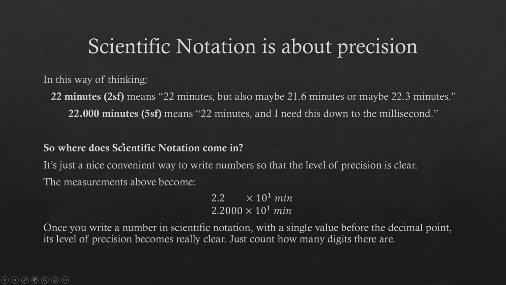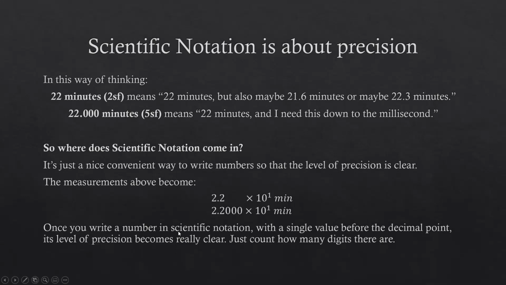Okay, so where does scientific notation come in? Scientific notation is just a really convenient way to write these numbers so that the level of precision is really clear and comparable between different numbers. So in that previous example, both of them were 22, but one of them was 2.2 times 10 to the 1. That equals 22. One of them was 2.20000 times 10 to the 1. Same number, but this one has much more precision.